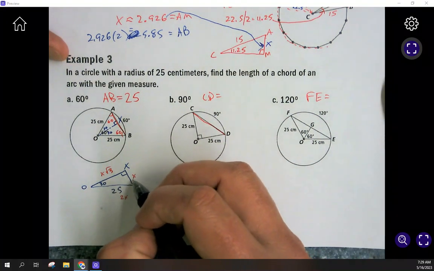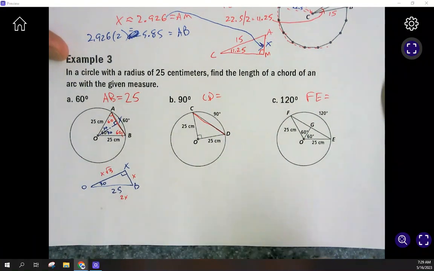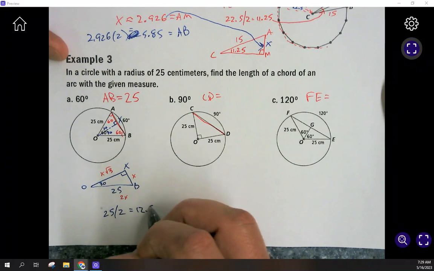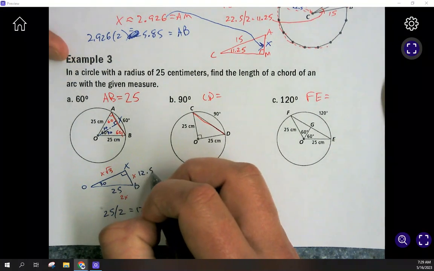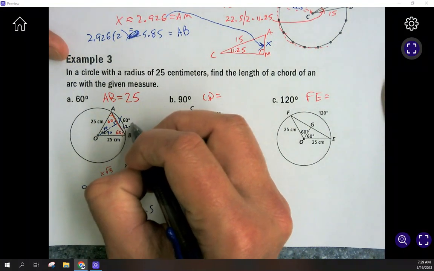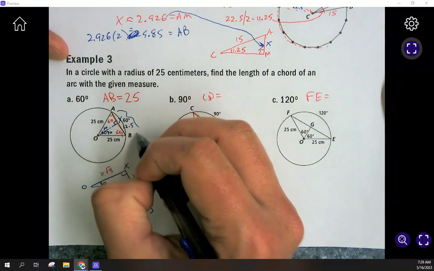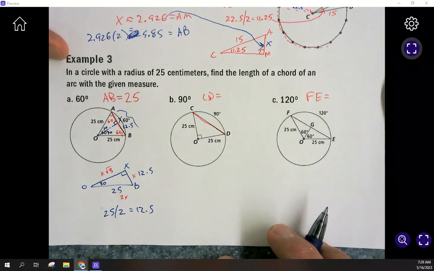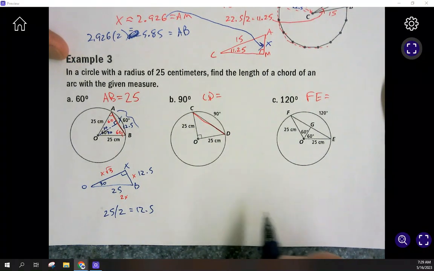So if we're looking for X and this is 2X, you would take half of 25. So 25 divided by 2 is 12.5. So I know that this is 12.5. And then if I double 12.5 times 2, that also gets me to the 25. So it would get me there.